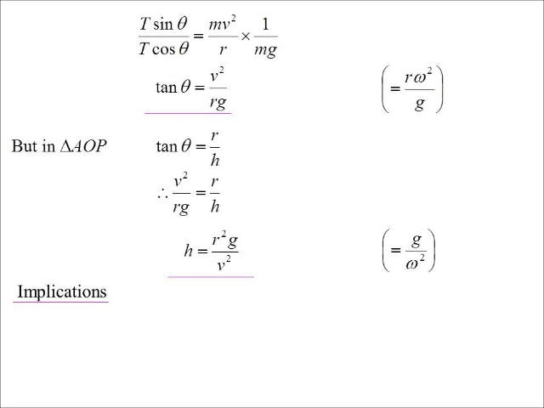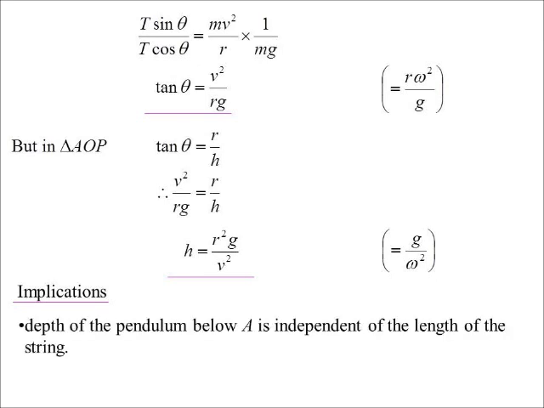So some implications. As I was saying, the depth of the pendulum is actually independent of the length of the string. The length of the string is irrelevant, other than, obviously, it couldn't be further down than the length of the string. That would be a bit hard. And as the speed increases, Bob will rise.